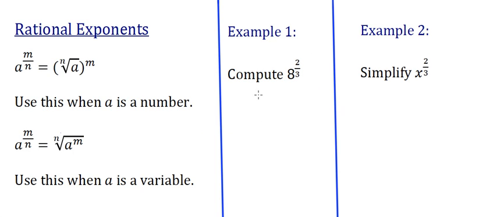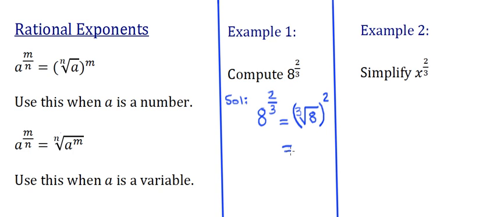First example, example number one, suppose they say compute 8 raised to 2/3. Solution. 8 raised to 2/3, since the base is a number, the number 8, should be equal to the cube root of 8. Remember, the cube root of 8 first, within parentheses, and then raised to this guy 2. Remember, the denominator becomes the index of the radical, and the numerator is the exponent outside.